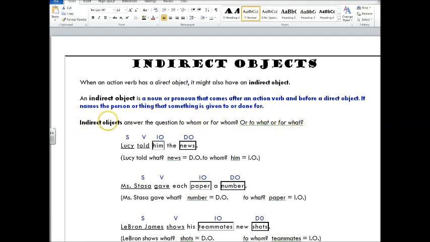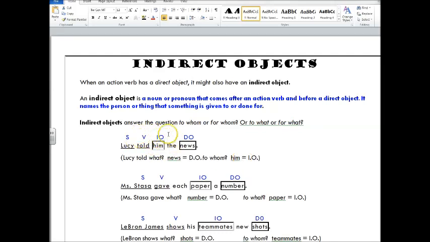So, an example: Lucy told him the news. Lucy's our subject, told is the verb. Lucy told what? Lucy told the news. That's what she said. That's the news. To whom did she tell it? To him. So him is your indirect object.